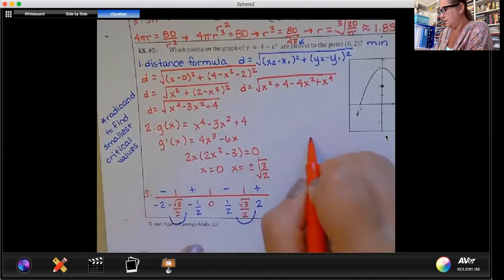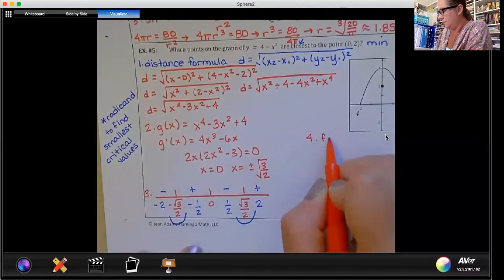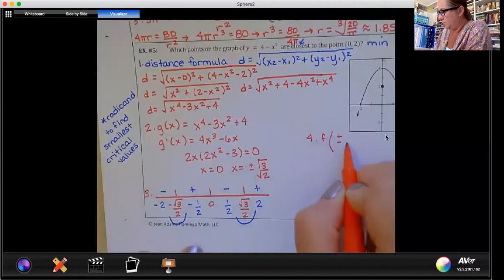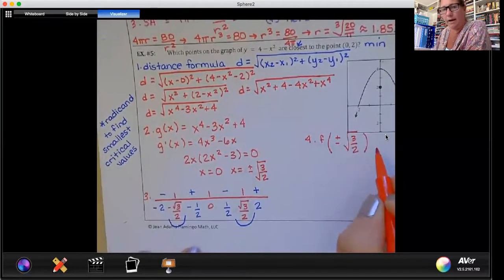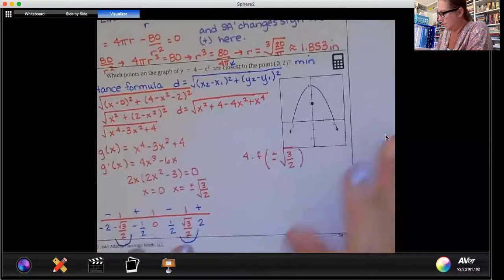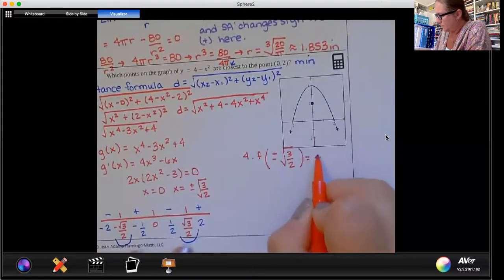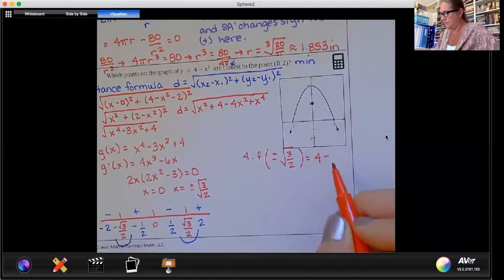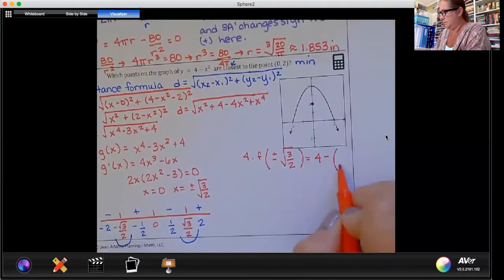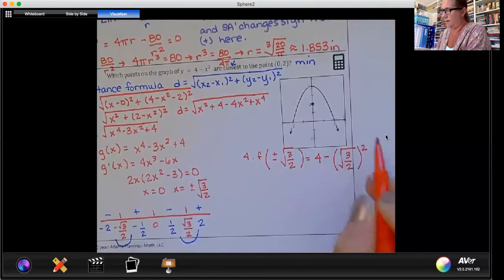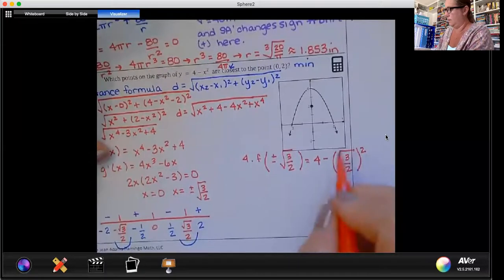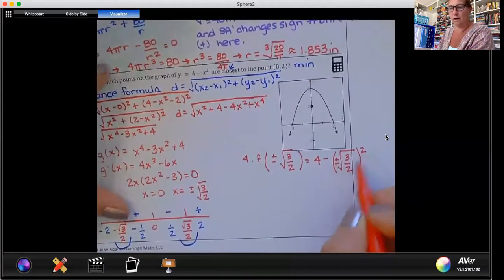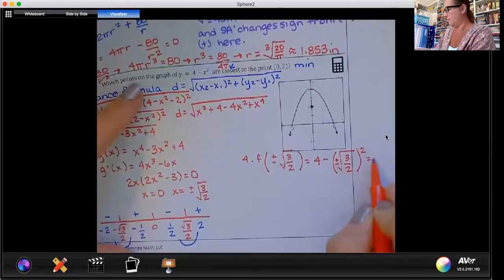The next thing we need to do is find f of both square roots of 3 over 2. And because it's squared, that's why I'm able to write it like this. So 4 minus the square root of 3 over 2 squared. And that will accommodate the plus and the minus, because when you square it, it becomes positive, and you get 5 halves.